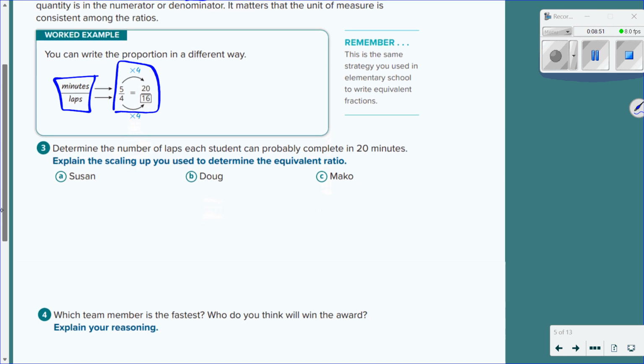So now we're going to determine the number of laps that each student can complete in 20 minutes. Explain the scaling up you use to determine the equivalent ratio. So we're going to start with 1 to give you an example, and then I'm going to let you guys do the other 2. So let's go back to Susan. What was Susan's rate? 7 laps in 10 minutes.